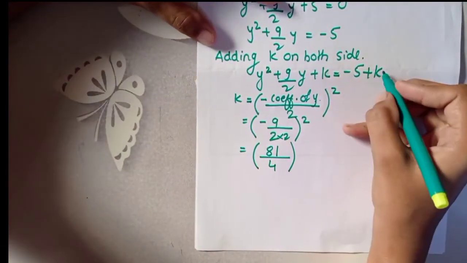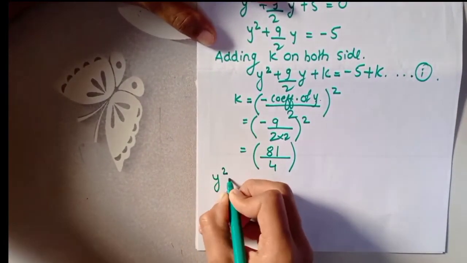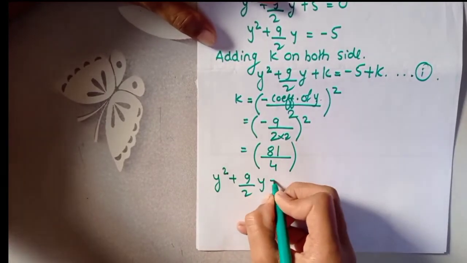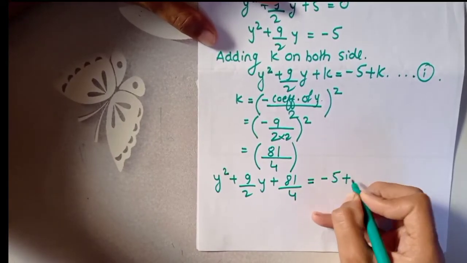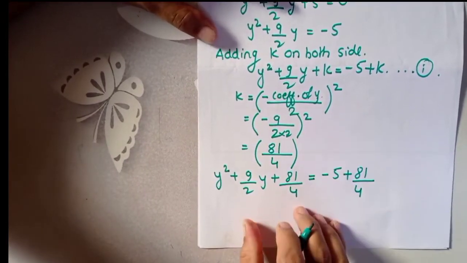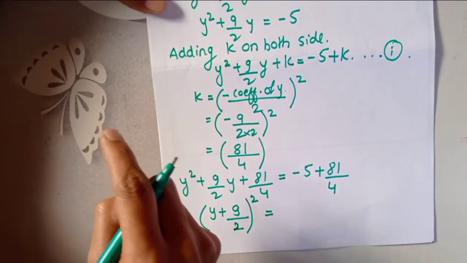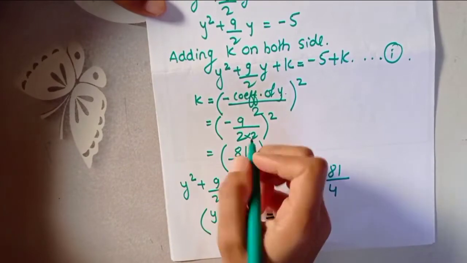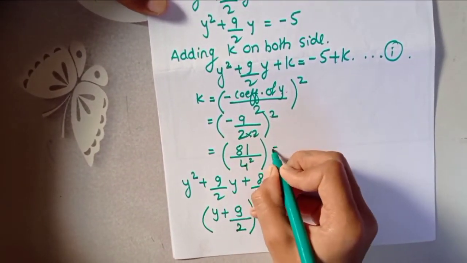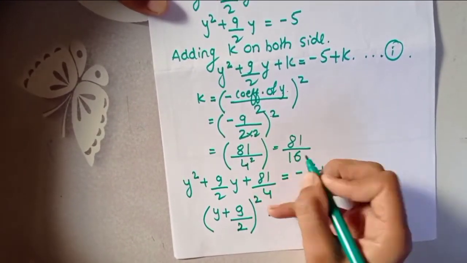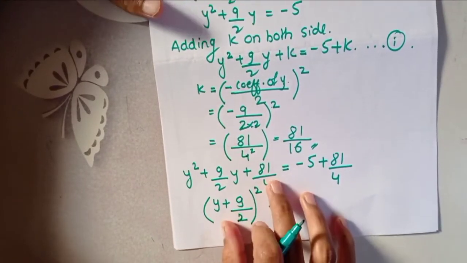Now putting this value in the equation: y square plus 9 by 2 y plus 81 by 4 is equal to minus 5 plus 81 by 4. The major mistake I told you about in the previous example, I have made the same mistake: 2 into 2 will become 4, and 4 square I have not done, which is equal to 81 by 16. Such minor mistakes will take out the marks.